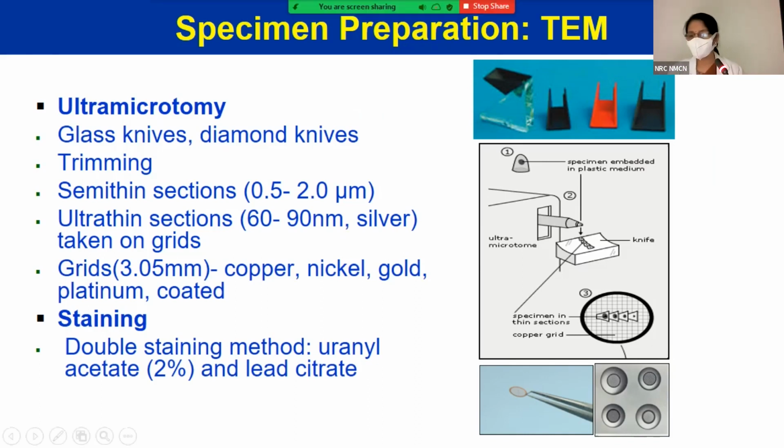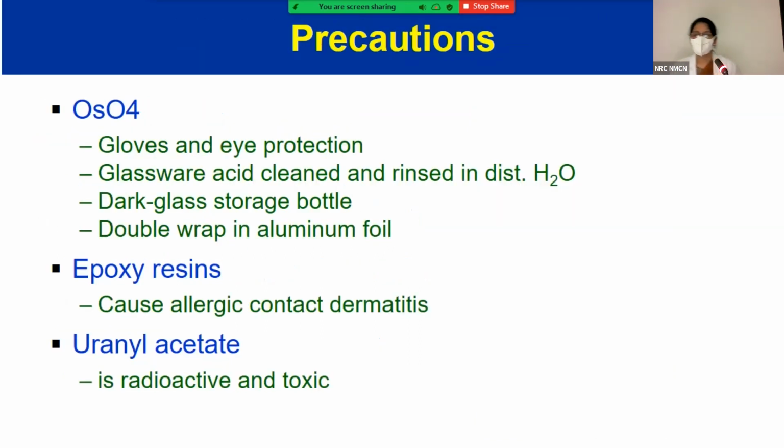This is the grid, right? You can see this, just a small copper grid where we keep the section. It is around 3 millimeters in diameter. That is all. Of course, in electron microscopy, we are using materials like resin, osmium tetroxide, uranyl acetate, lead citrate. So this is all hazardous material, and therefore we need to take into account a lot of precautions when we are in an electron microscopy laboratory.